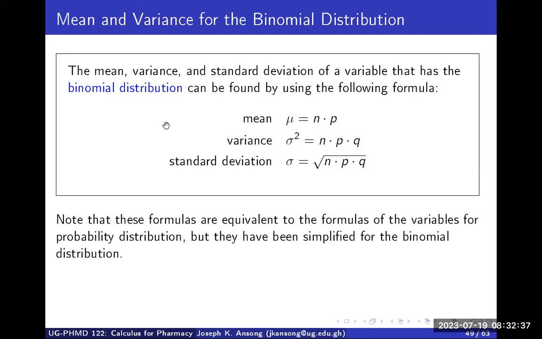Okay, and so for a binomial distribution, to find the mean is just easy. You just take the number of trials and multiply by the probability of each trial. And the variance is given by n times p times q. And of course, the standard deviation is the square root of variance. So you have that. Okay.